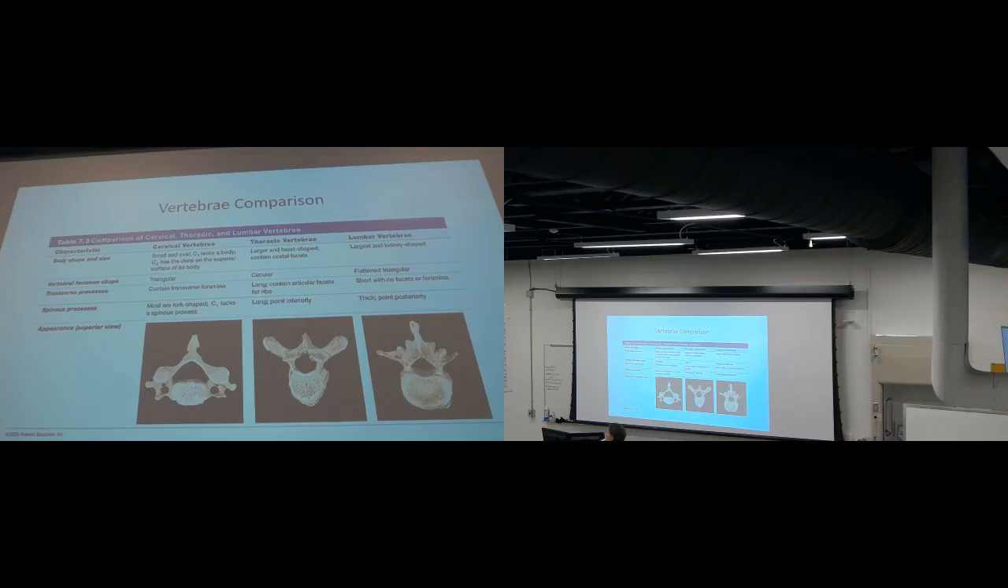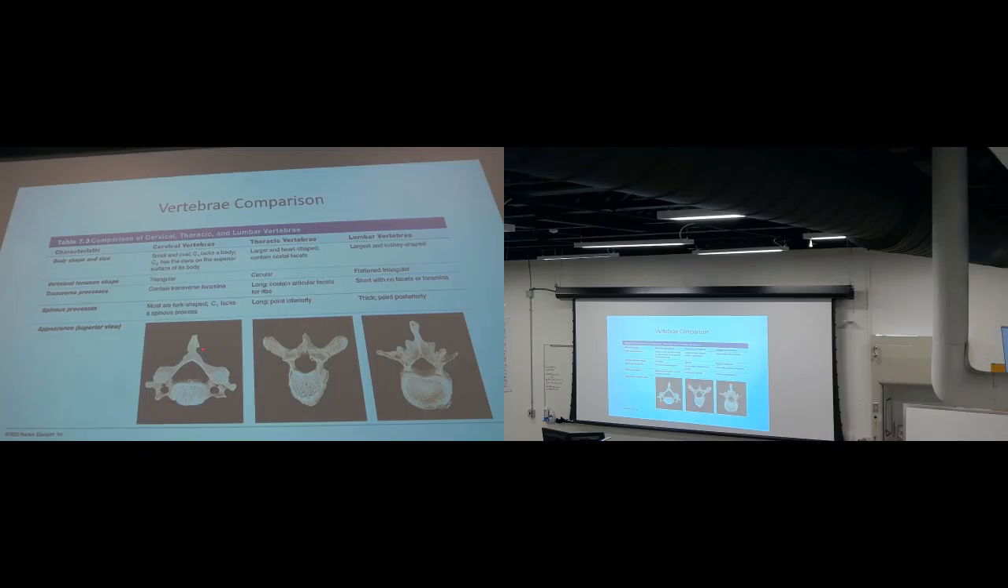In the cervical vertebrae, we have this canal, the transverse foramina, that's the name, that allows the passage of the vertebral arteries that are going to provide blood supply to the posterior area of our brain. So this is the only vertebra that has transverse foramina.